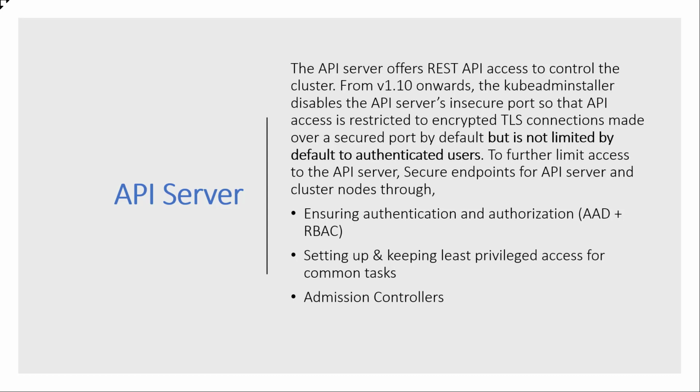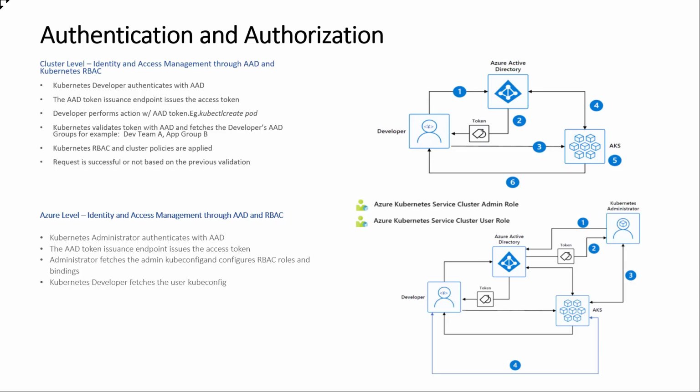We need to make sure that we take care of this control through proper authentication and authorization using Azure Active Directory and RBAC. And we use the basic security principle of setting up and keeping least privilege access for common tasks. We would also show you the admission controllers from your development perspective, which at this point are not modifiable, but you know what these controls are that you or your developer teams can take advantage of, right? With that, let's get into authentication and authorization.